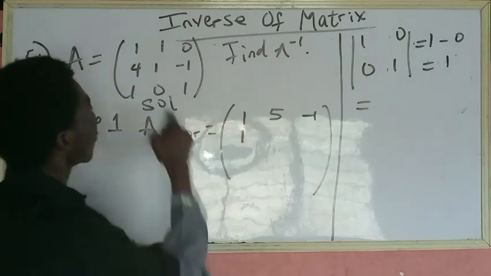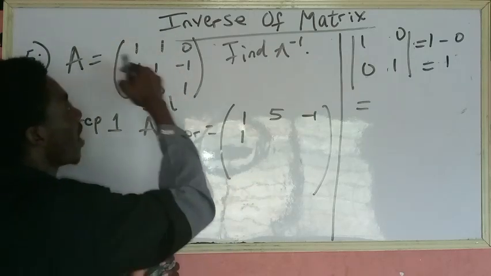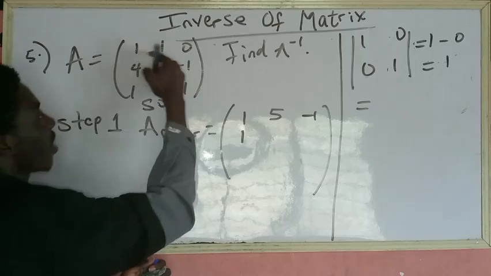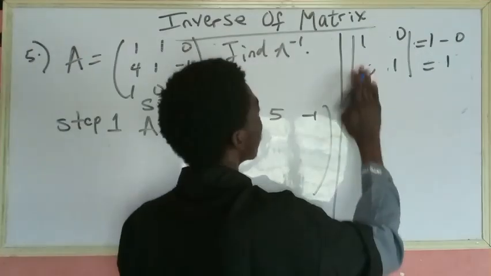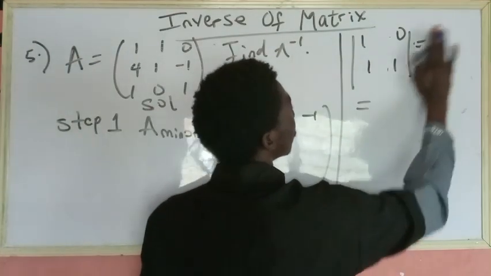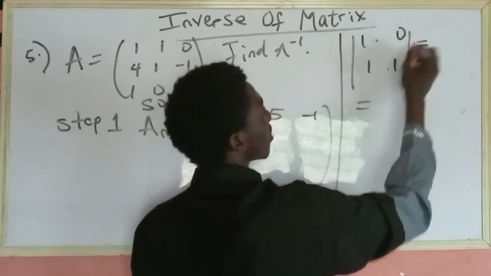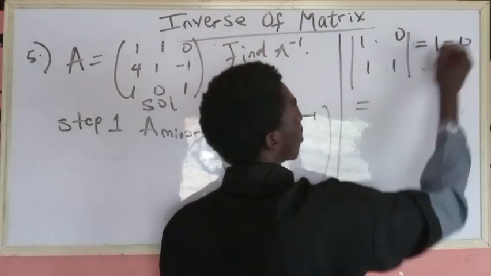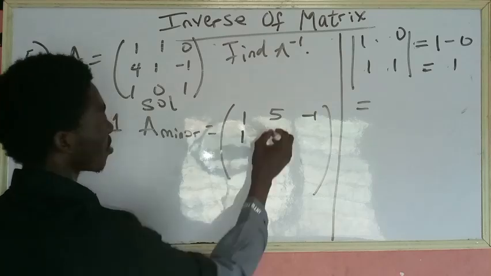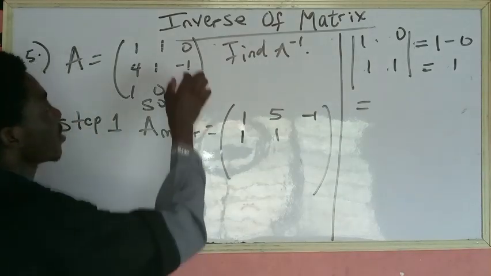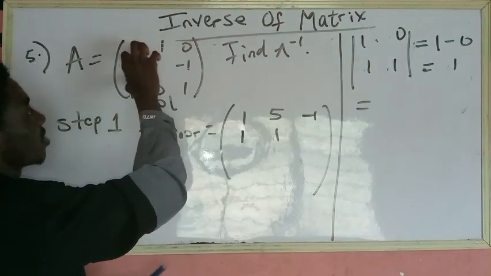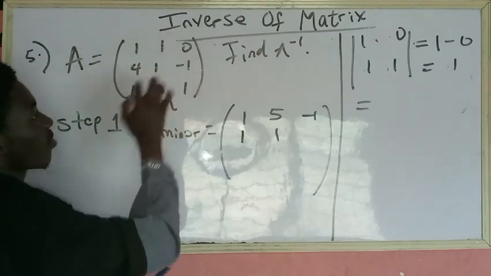Good. Next one, this number covers this column and this row. 1, 0, 1 and 1. You have 1 times 1 minus 0, so you also have a 1 here. Good. Next one, you have this column and this row. You can see 1, 1, 1 and 0.